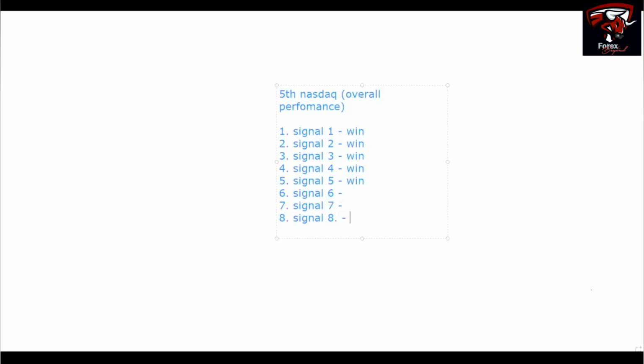Signal 8, it's not yet in. I'm predicting a win. Signal 7, it's today on my birthday. I'm predicting a win. Signal 6, which was yesterday, the 16th of May, it was a loss. Right? Look at the stats, FBK students now. Signal 1, win. 2, win. 3, win. 4, win. 5, win.